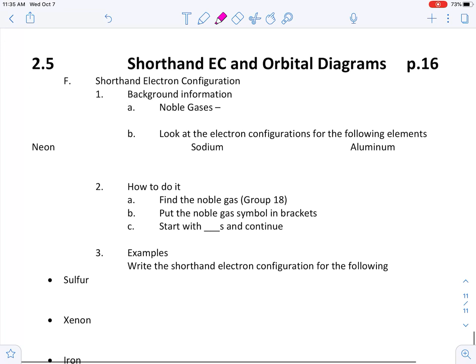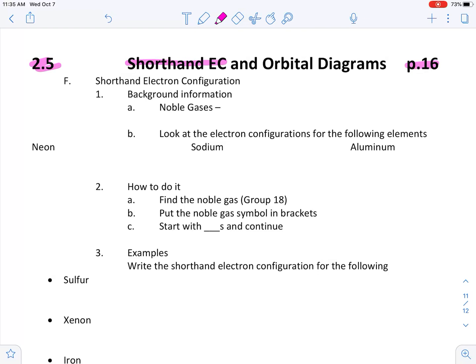You will need your periodic table handy. That's why I have inserted mine right there. So let's get going. 2.5. This first video is just going to be about the shorthand electron configuration. We're going to still put it on the same page. We're just going to try to make sure that the video doesn't present too much information all at once.